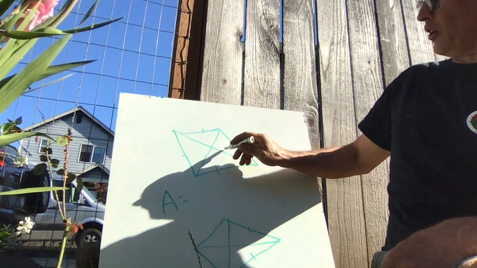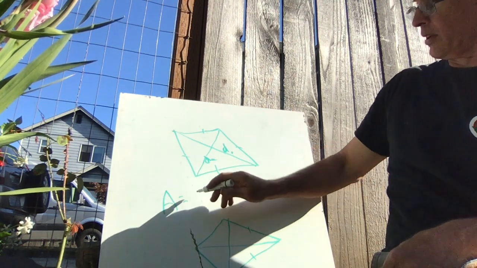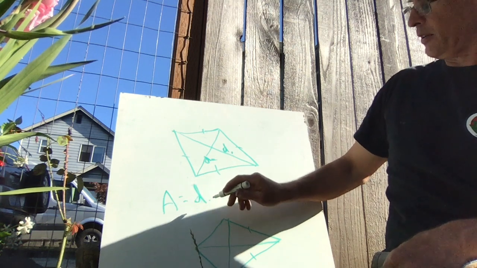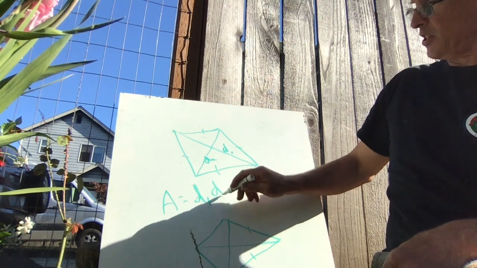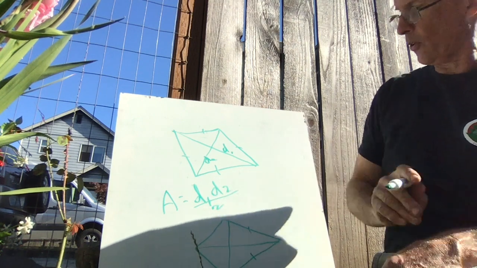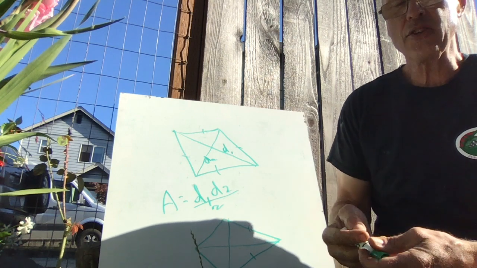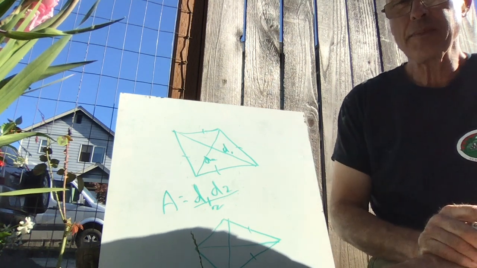So for the area, let's call this one D1, and we'll call this diagonal D2. So it's D1 times D2 divided by 2, or 1/2 of that. Remember, these are always going to be in square units.